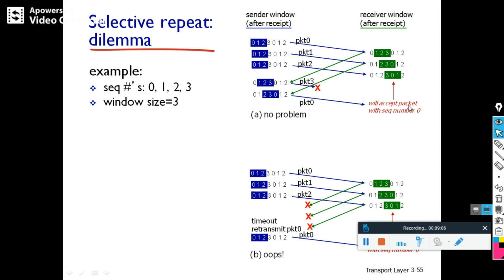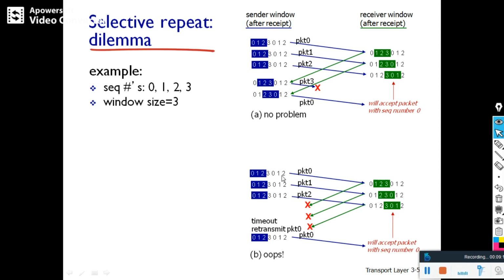Our receiver will accept the packet with sequence number 0 correctly. There is no problem. But see the second case: packet 0 is sent, packet 1 is sent, packet 2 is sent, and the acknowledgement is lost. What will it do? It will time out and retransmit 0, 1, 2, 3. At that time our receiver will accept packet numbers 0 and 1 also.